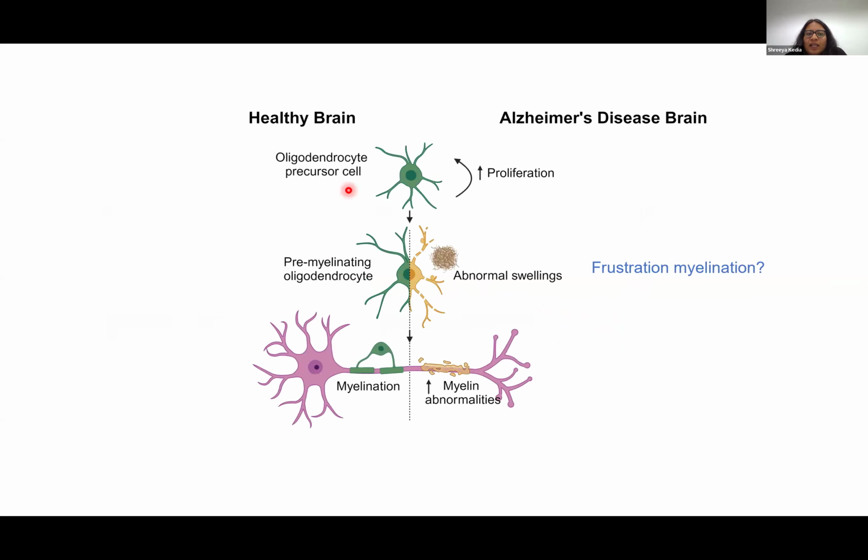So in a healthy brain, we know that there are OPCs, which differentiate into pre-myelinating oligodendrocytes, which then myelinate. In AD, we have OPCs, which differentiate into these abnormal pre-myelinating cells with swellings. They are very confused. They are trying to myelinate, but there's lots of neuroinflammation in the environment. So they frustratedly myelinate the wrong things, leading to an increase in myelin abnormalities. This results in oligodendrocyte death, which we know from literature is a very strong cue for increased oligodendrocyte proliferation, explaining why we see higher numbers of all the cells in the oligodendrocyte lineage.